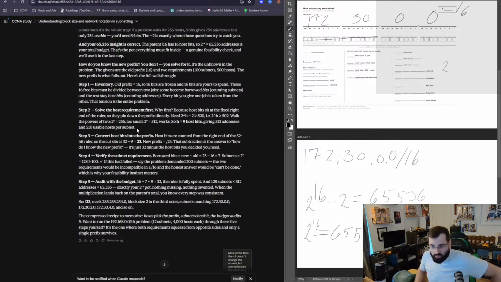What I need to do is figure out what goes beyond that. What's the next step? Okay. Convert host bits to the prefix. So that means that over here we just change this. Well, we can't use that. We can't use 9 because 9 is smaller than 16. Okay, convert host bits into the prefix.